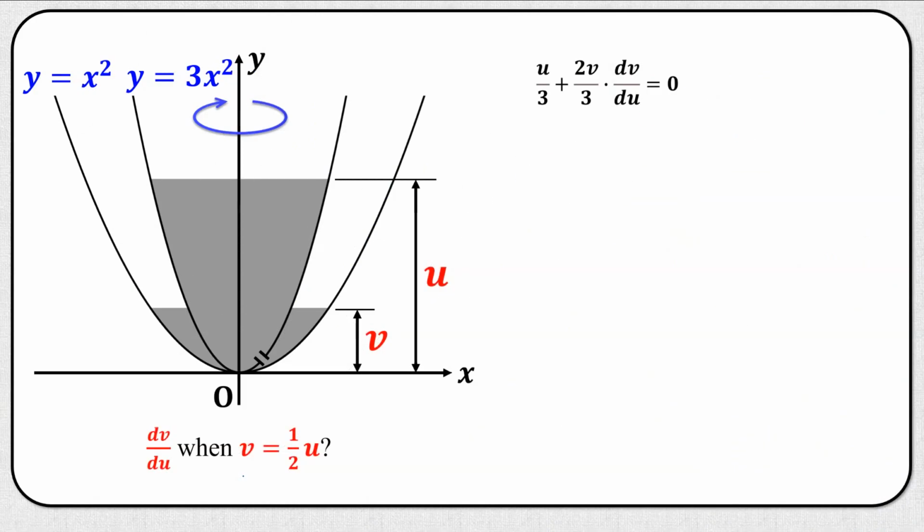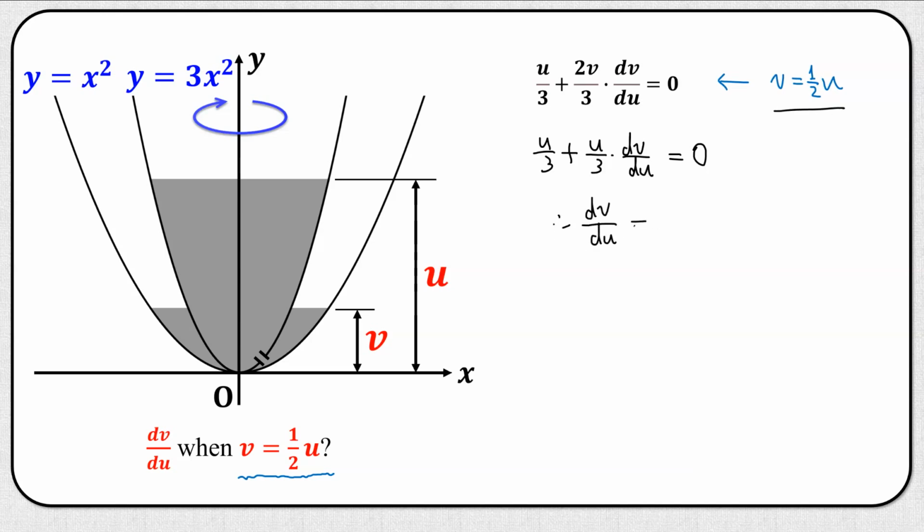The problem wants us to deal with the moment when v equals 1/2 times u. So substituting this, we obtain u over 3, then the second term becomes u over 3 times dv over du, equals 0, which means that at this moment, dv over du has the value of -1. Therefore, if we look at the choices, the correct choice is 2.